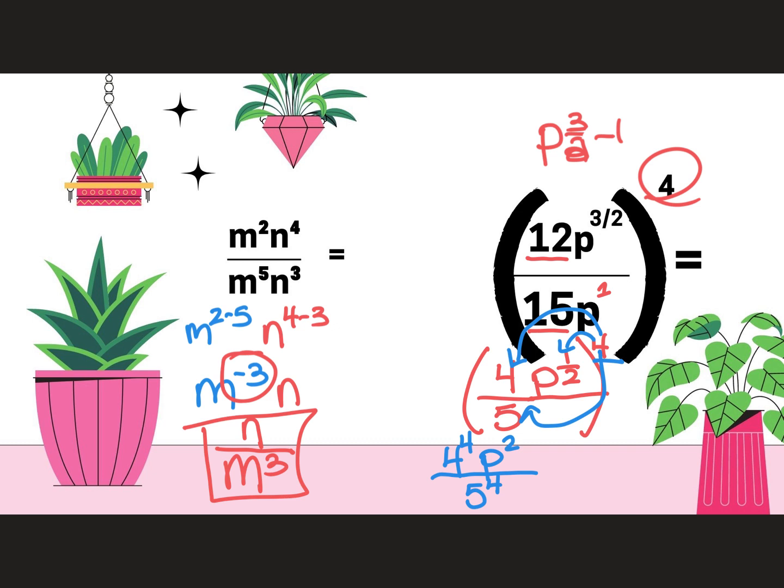Now I'm going to simplify. So my 4 to the 4th power is 256 p squared, because I cannot simplify that anymore. And then 5 to the 4th power, so we have 5 times 5 times 5 times 5. Put it in Desmos if you need to. 625. And that is my final answer.